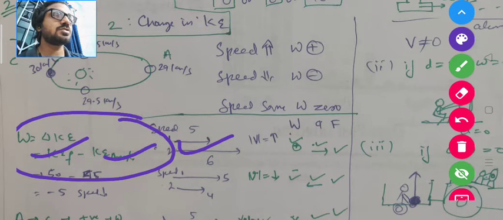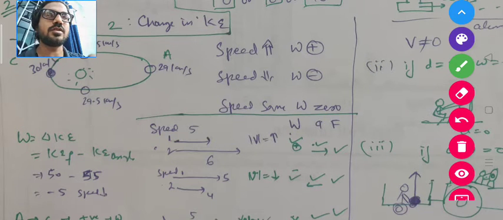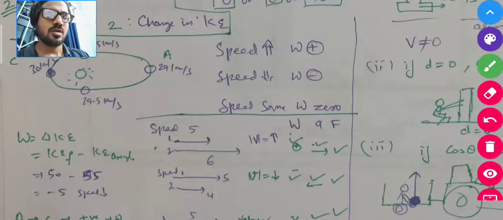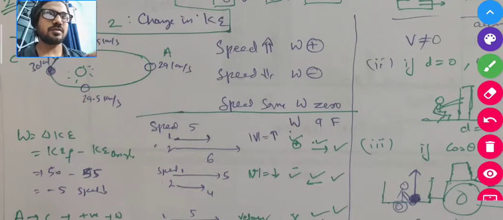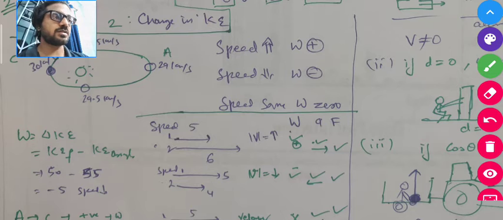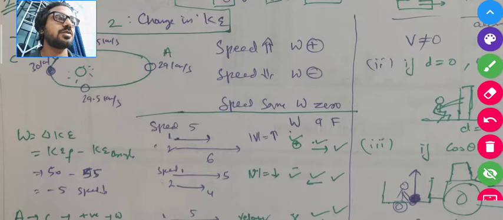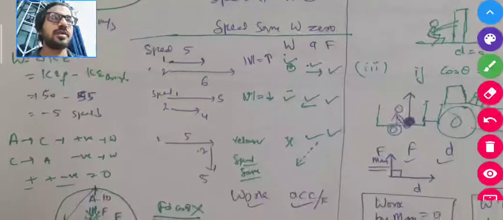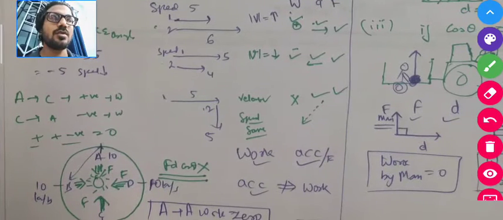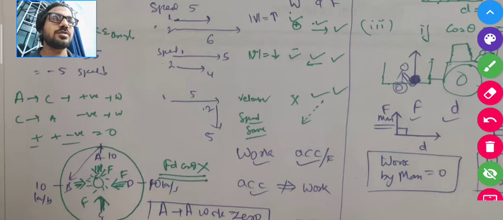So it depends on the change in the kinetic energy. Suppose the initial speed is 55 and the final is 50 kilometers per hour, so the speed is decreasing by 5. Depending on the decrease in speed, work will be said to be done. Okay, now in the case of the third parameter, for the elliptical orbit we have seen that the speed was increasing.